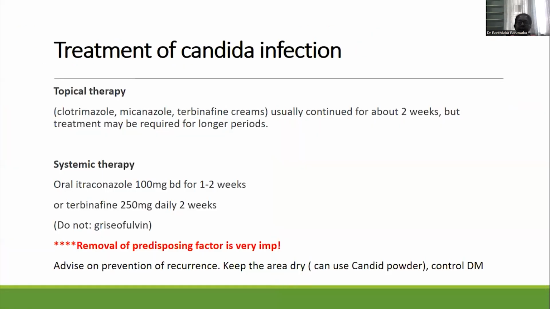So treatment of candida infection. Topical therapy. Again, clotrimazole, miconazole, terbinafine creams you can use. Continued for about 2 weeks, but may be required for a longer period, right? Systemic therapy. The important thing to remember is this yeast, either candida or malassezia. Griseofulvin is not effective. Griseofulvin is not effective on yeasts. So we have to treat with either itraconazole or terbinafine.